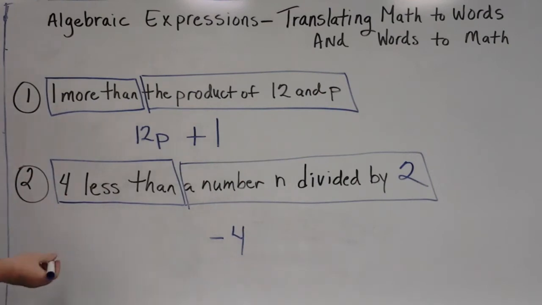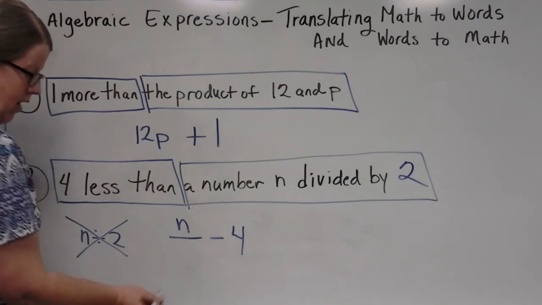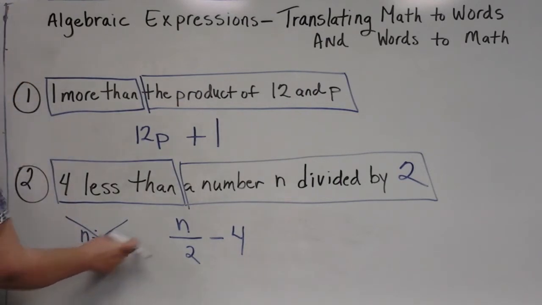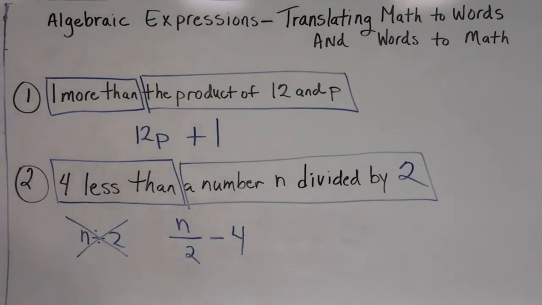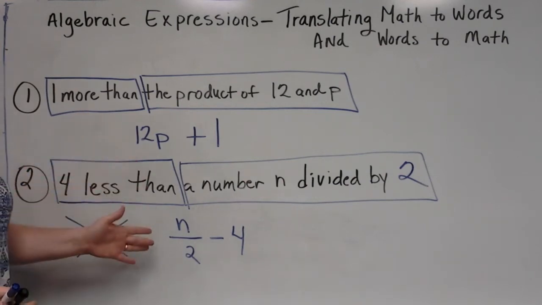You guys are used to going n divided by 2, but this is not very algebraic. So we're not going to do it that way. We're going to do it like this. N divided with the fraction bar by 2. That means the same thing. N divided by 2. There you go. There's an algebraic expression. So you're taking these words and cutting them into parts so that you can kind of figure out what they're trying to say.